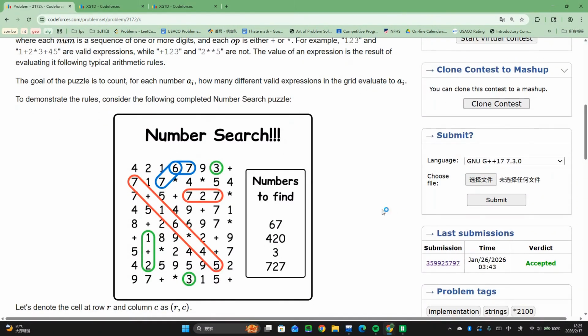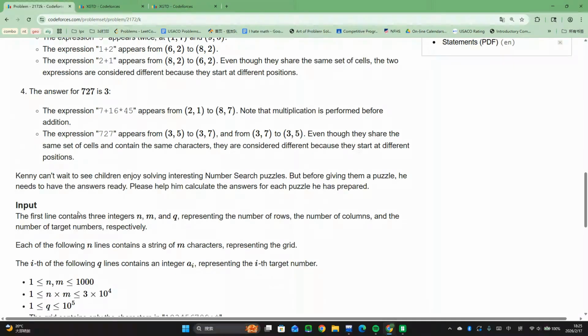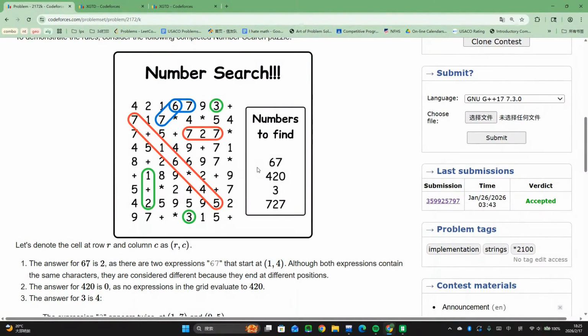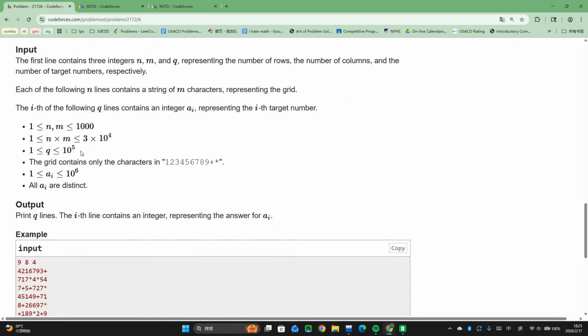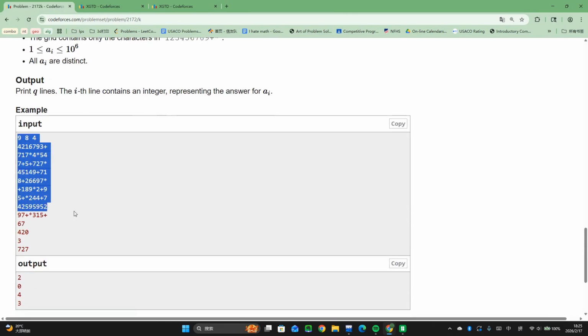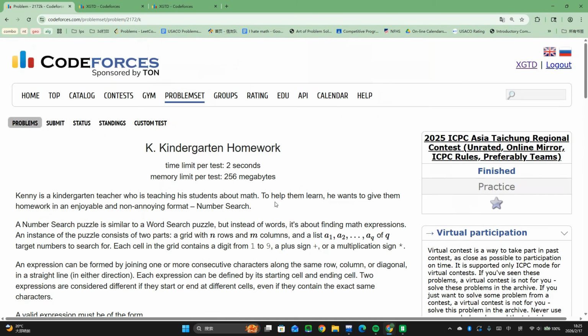You're given a number search in which you find expressions that are equal to the numbers that you're given. For example, on this thing, 1 plus 2 is equal to one of the numbers, which is 3. And you're given at most 100,000 numbers with a grid of at most 3 times 10 to the fourth, which is 30,000 size grid. So yeah, you can pause the video and think about this yourself.